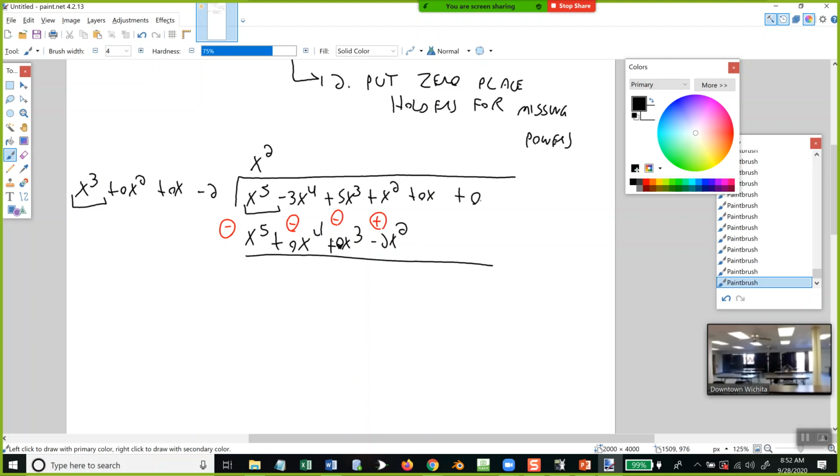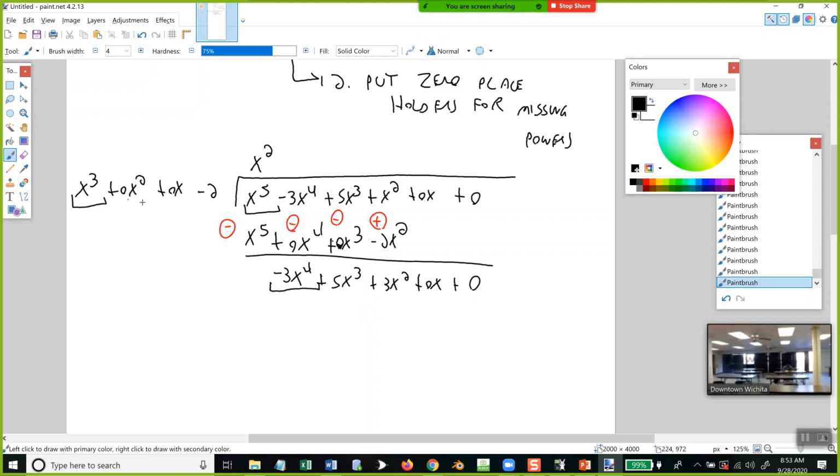When you put 0 placeholders, you put everything in standard form, you make sure that all the columns line up with like terms: x to the fifths, x to the fourths, x to the thirds, x squared, and so forth. Okay, x to the fifth minus x to the fifth drops away. Negative 3x to the fourth minus 0x to the fourth is negative 3x to the fourth. 5x to the third minus 0x to the third is 5x to the third. X squared plus 2x squared is 3x squared. And then I'll bring down the other two terms. You notice the 0 placeholders don't actually change anything. They just line things up.